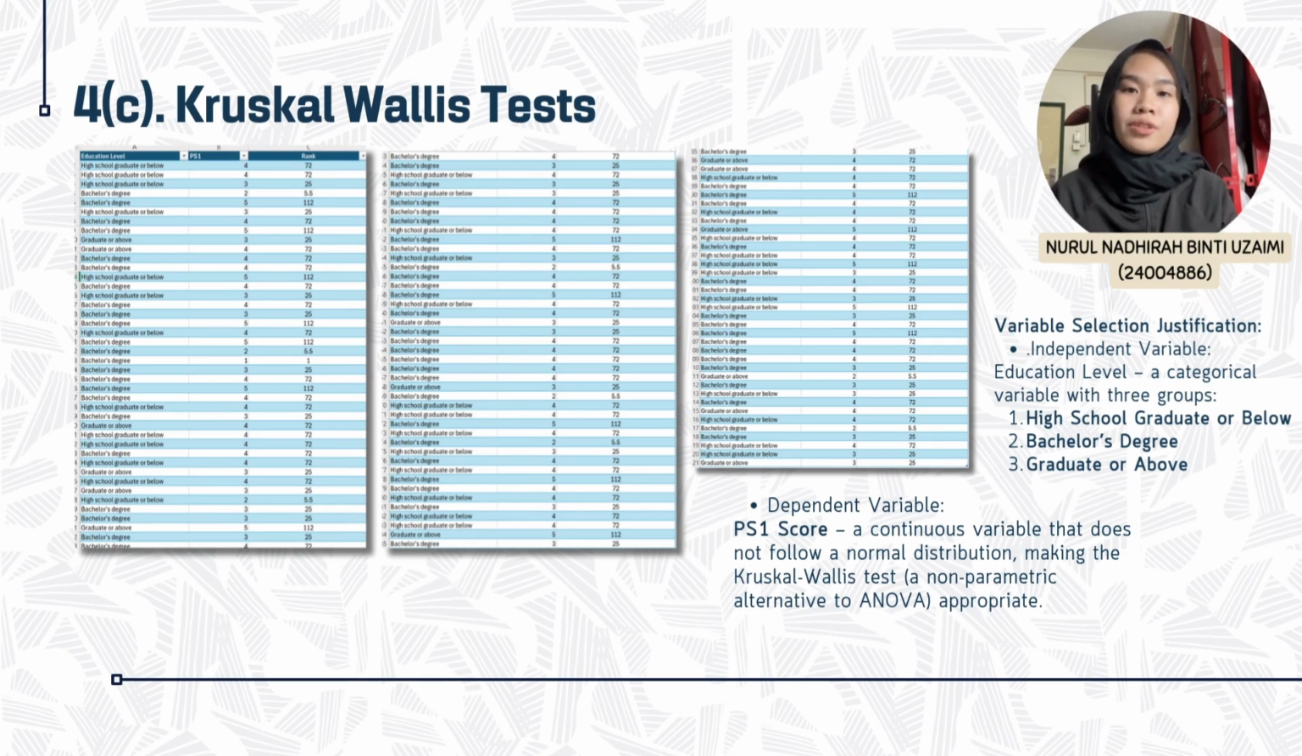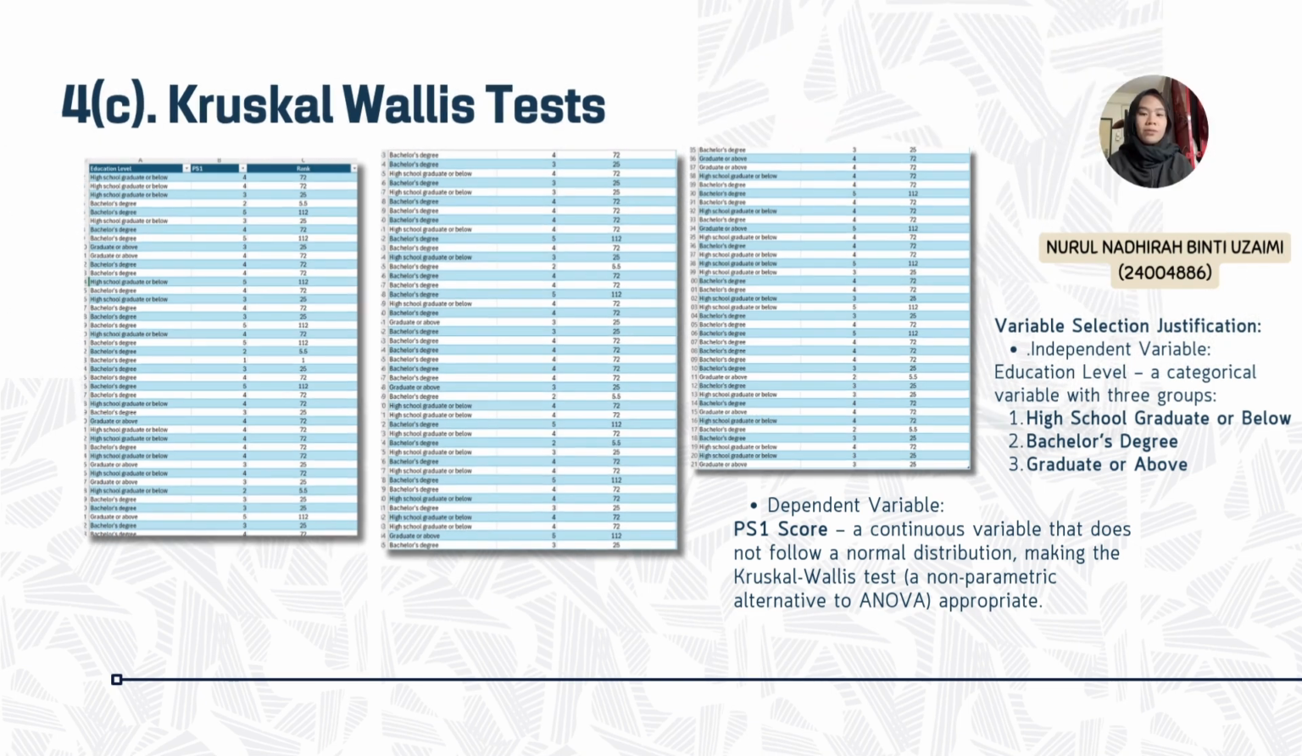I will handle question 4C. For question 4C, we conducted a Kruskal-Wallis test to explore whether education level affects a passenger's satisfaction with LRT service. We selected education level as our independent variable, which consists of three distinct groups: high school graduate or below, bachelor's degree, and graduate or above. The dependent variable is the PS1 score, which reflects a measure of satisfaction based on passenger perceptions. We use the Kruskal-Wallis test because the PS1 scores are not normally distributed, making this non-parametric test a suitable alternative to ANOVA.